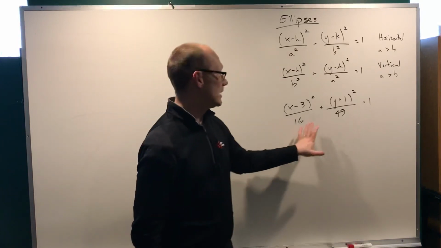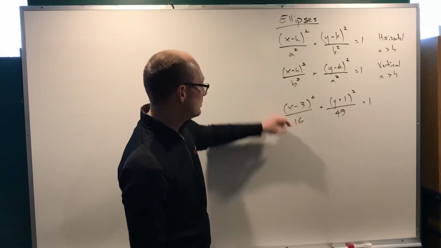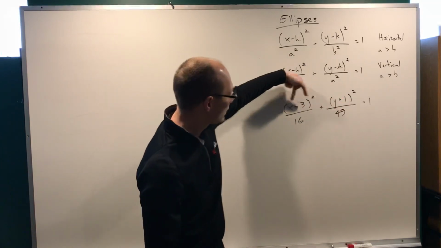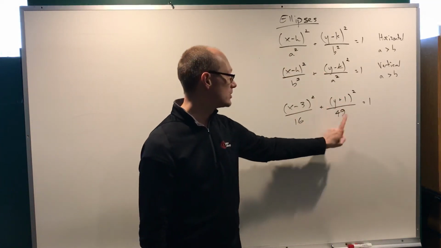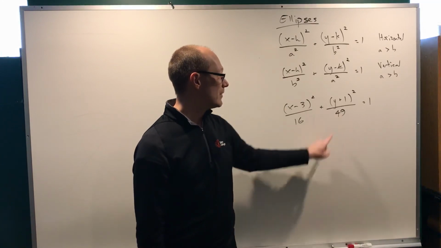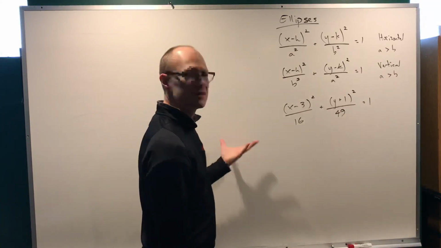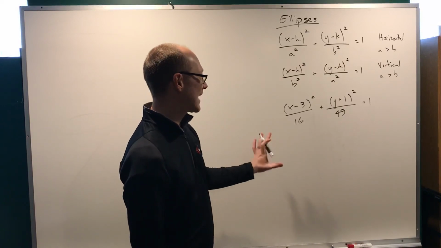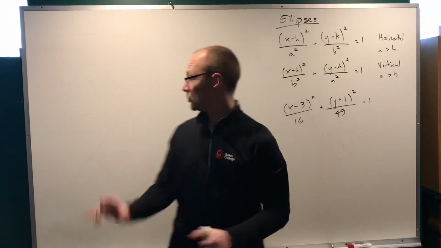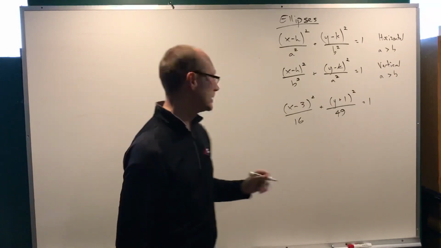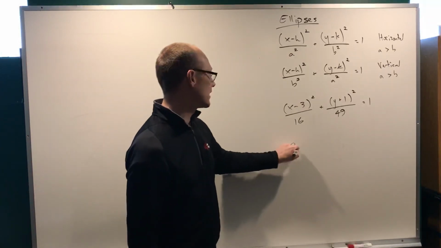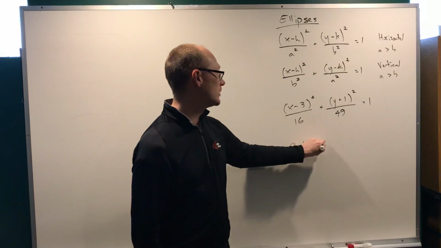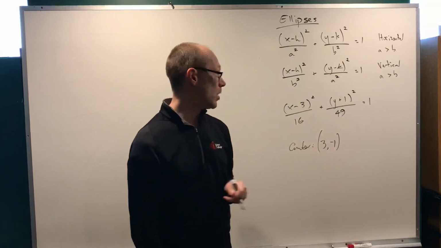For instance, this one right here, because it's nice, clean parentheses divided with fractions, this number is larger, that means it's vertical. So now what do these numbers a and b actually mean? Well, let's go ahead and sketch this real quickly, and then we're going to do some Desmos, which makes things a whole lot easier. But I know that my center is (3, -1).